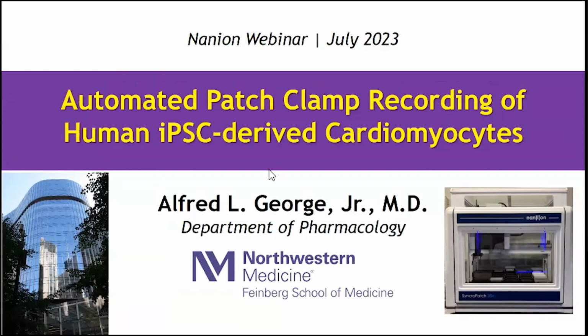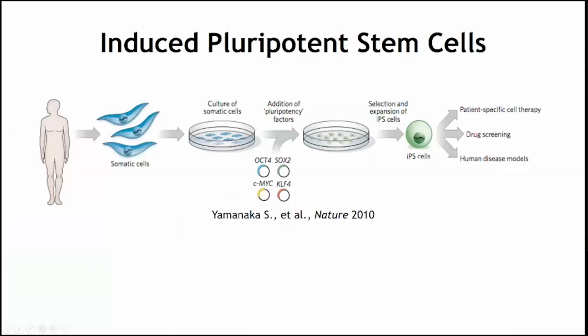Anyway, so we are an early adopter of the Synchro patch technology. We've actually recently benefited from the Nanion Loaner program, and shown here in the right lower quarter is our newest addition to the laboratory. So I'm going to talk about human-induced pluripotent stem cell-derived cardiomyocytes.